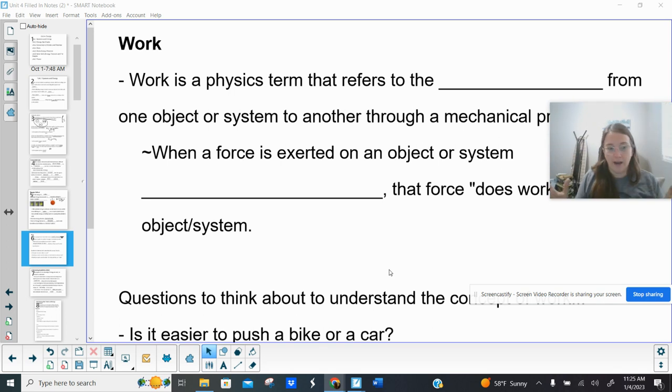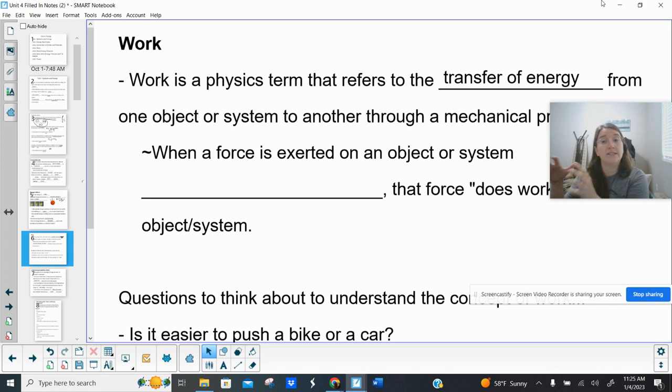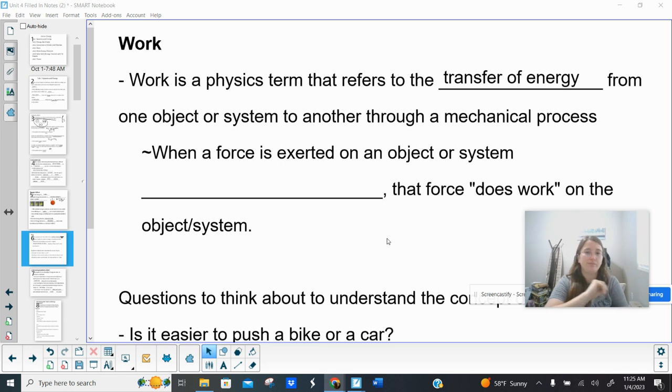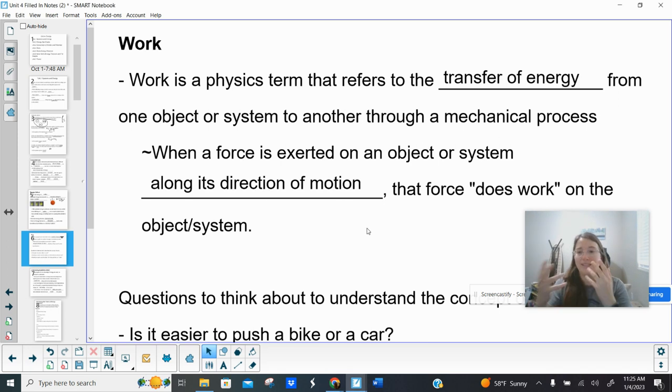So as we talked about, energy has to come from somewhere. It's not just created out of nowhere. If I, again, want to raise my arms above my head, that energy comes from inside of me. It's not just magically appearing. If you don't eat, you don't have energy and you die, right? So work then is a physics term that refers to the transfer of energy from one object or system to another through a mechanical process. Yeah, however that process may be. So when a force is exerted on an object or a system, what we do is along its direction of motion, we say that force does work on the object or system.